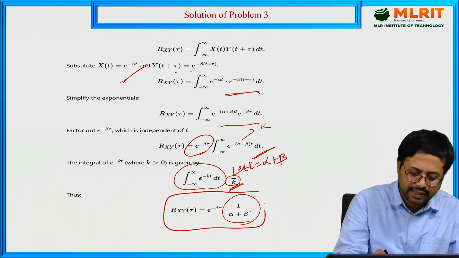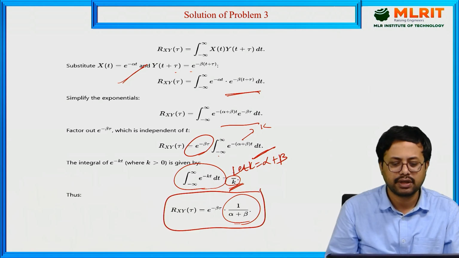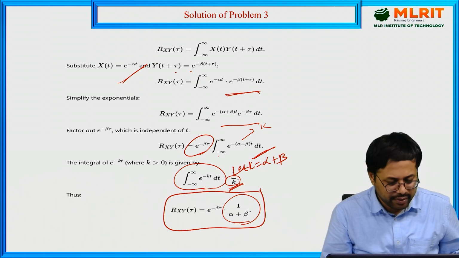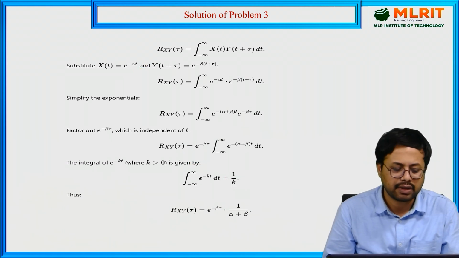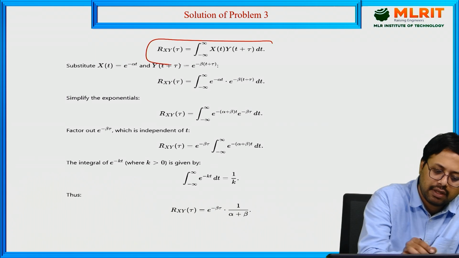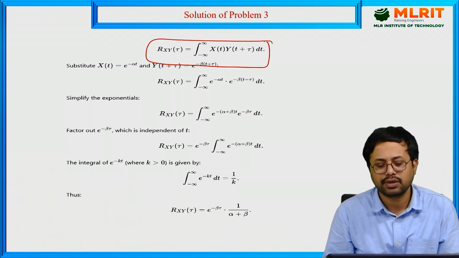This is the resultant of the cross correlation function between the two signals. This is the cross correlation function we are going to calculate. In this way, we have to calculate the resultant. For any problem, first you have to identify the expression. What is the basic formula of cross correlation function?